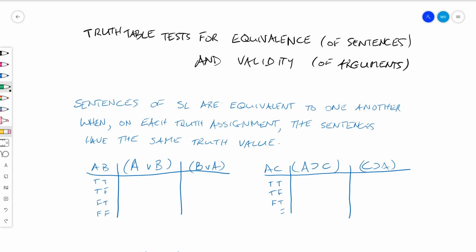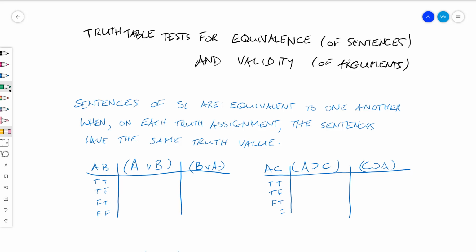We have two more things to learn about truth tables, namely how to use them to test sentences for equivalence and how to use them to test arguments for validity. Let's start with equivalence. The idea here is that when two statements have the same truth value, when two statements have the same truth table, they are equivalent to one another. We call this truth functional equivalence when we're being really strict. But the basic idea is that two sentences are the same when they have the same truth table.